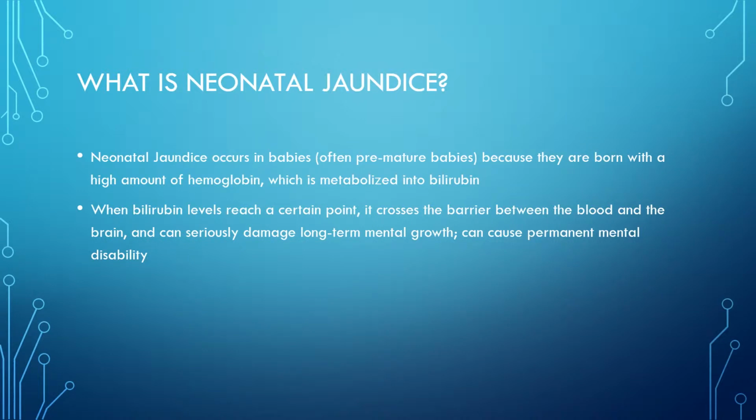So what is neonatal jaundice? Neonatal jaundice occurs in 60% of all infants and 80% of preterm infants. Babies are born with a large amount of hemoglobin, and this quickly metabolizes to form a compound known as bilirubin. Now, normally, because bilirubin is not water soluble, it quickly becomes converted into a compound that can be easily dissolved in water and can therefore be excreted in stool or urine.